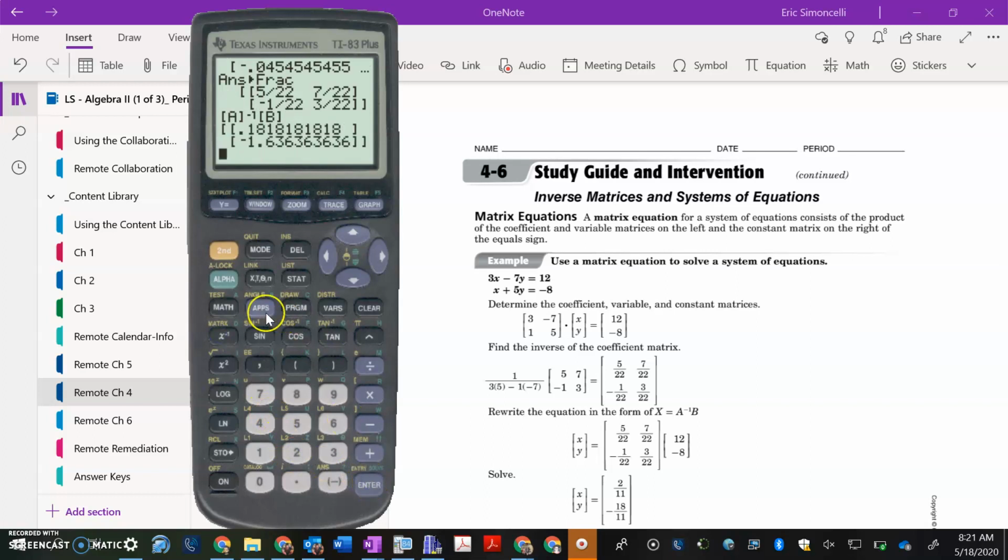Now that technically doesn't look exactly like what we see at the bottom, 2/11, -18/11, but if we hit math, option 1 under math, hit enter, there you have it. So the ordered pair answer to this problem is 2/11, -18/11. Every single system of equations that you ever do, this is probably the best way to do it if the answers are as complicated as this.